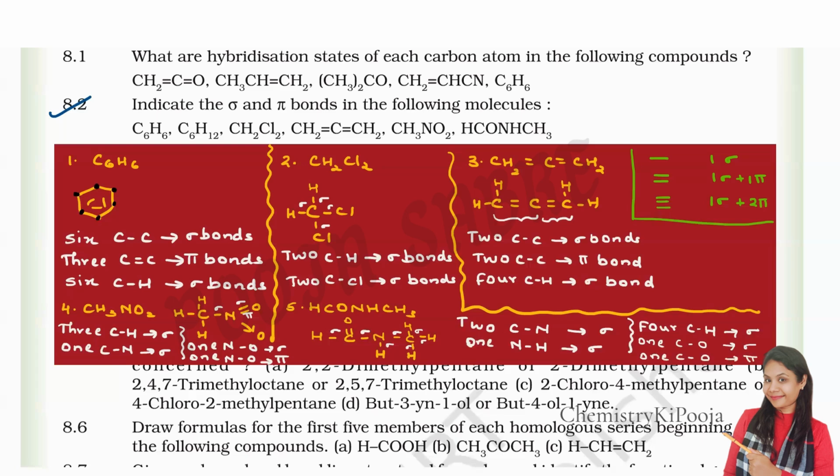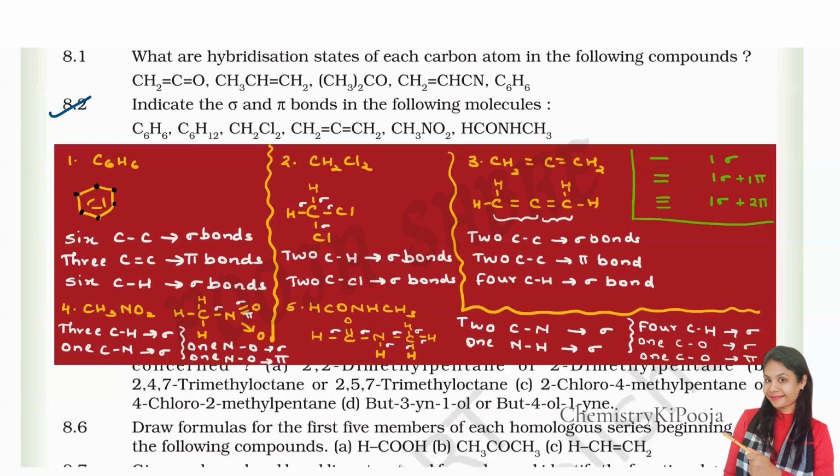Clear? So quickly we will revise the entire thing. How many sigma bonds are there? 2 carbon-nitrogen sigma bonds, 1 nitrogen-hydrogen sigma bond, then 4 carbon-hydrogen sigma bonds, 1 carbon-oxygen sigma bond, and 1 carbon-oxygen pi bond. So all the sigma and pi bonds I have written.